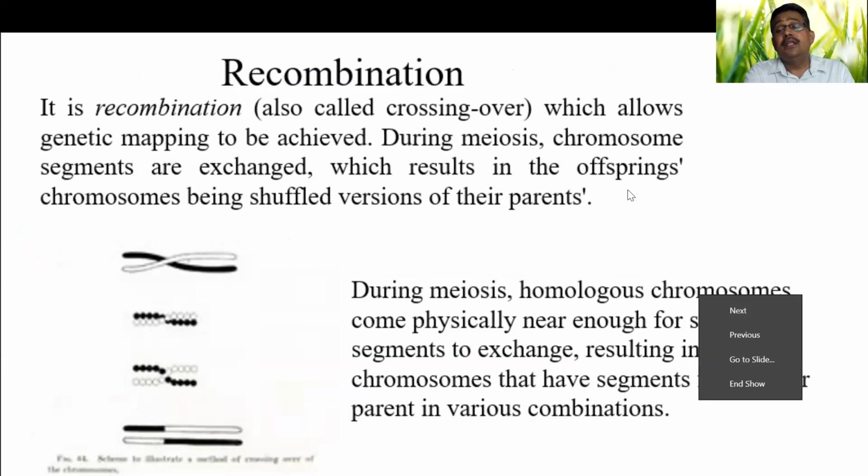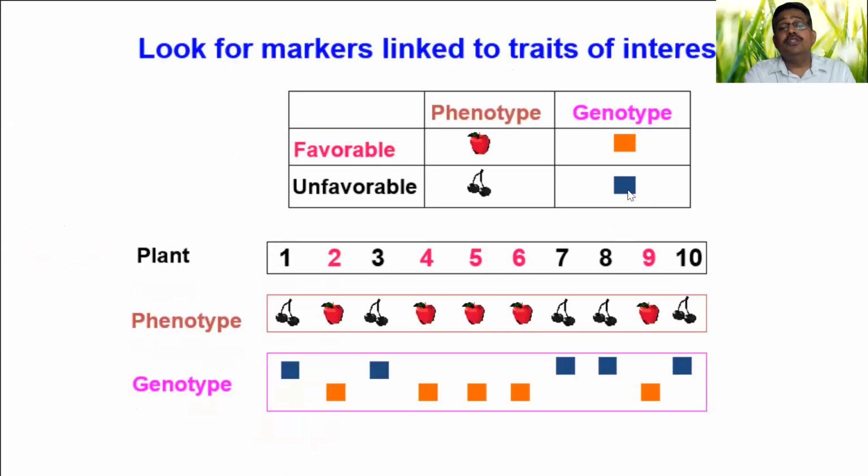Most of the cases, people use marker trait association. Any marker that you associate with the trait of interest should behave the same way. Whether you screen thousands of markers or 5, 6 phenotypes, you have to look at which phenotype is linked with a particular marker. This is the core theme in any linkage map studies and also any marker-assisted breeding program. This is the core concept in which we are working.